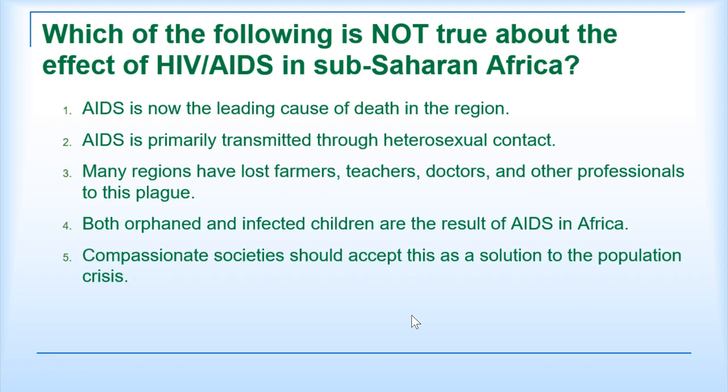Many regions have lost farmers, teachers, doctors, and other professionals. Both orphaned and infected children are the result of AIDS in Africa, and compassionate societies should accept this as a solution to the population crisis.